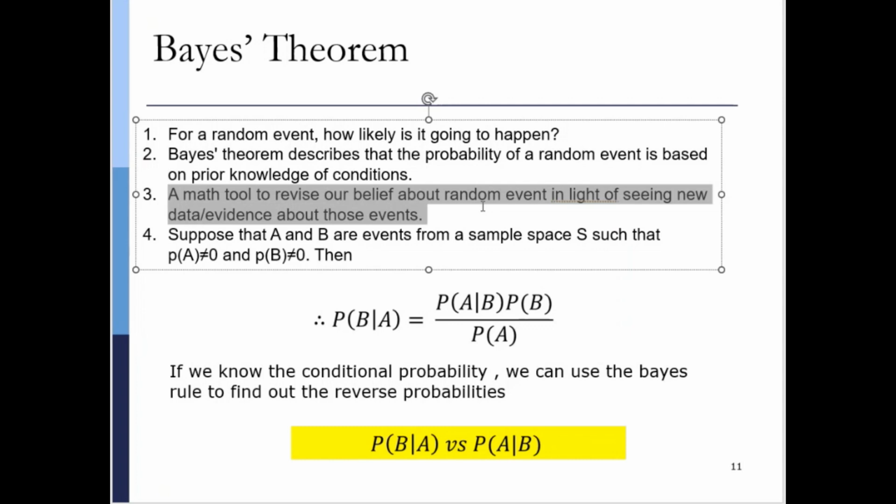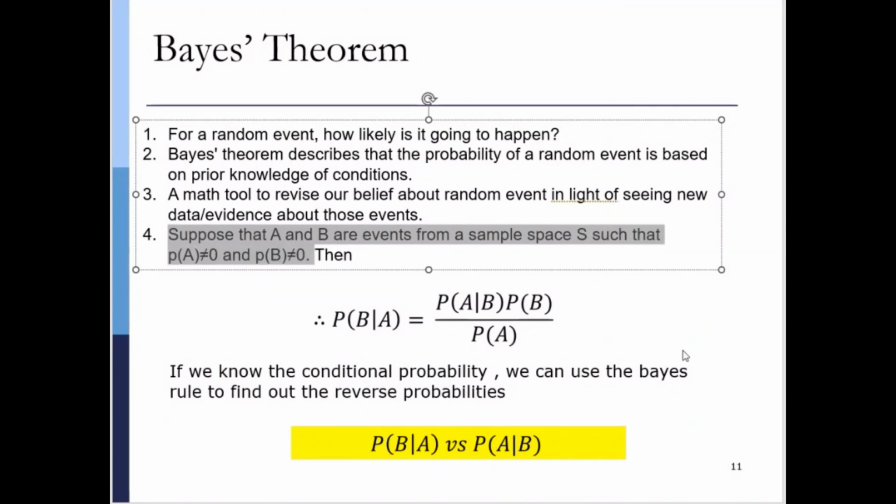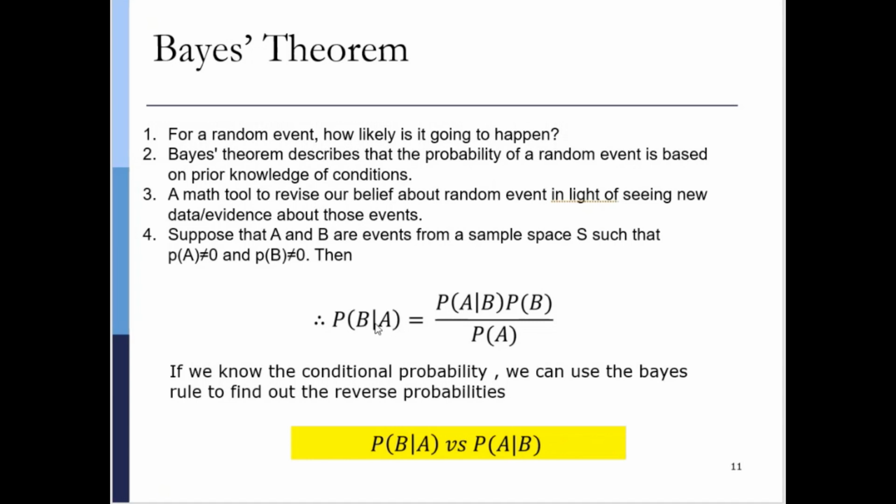Coincidence versus evidence. Coincidence means the probability under Bayes' theorem is very, very low. It happens together, but it's just coincidence. Evidence means almost 100%. So it's clear cut. Number 4, suppose that A and B are events from a sample space S such that P(A) is not 0, P(B) is not 0. That means both have some probabilities. Then the relationship between them is given by the following formula. Okay, how do we use this formula? You see here, B given that A happened, A given that B happened.